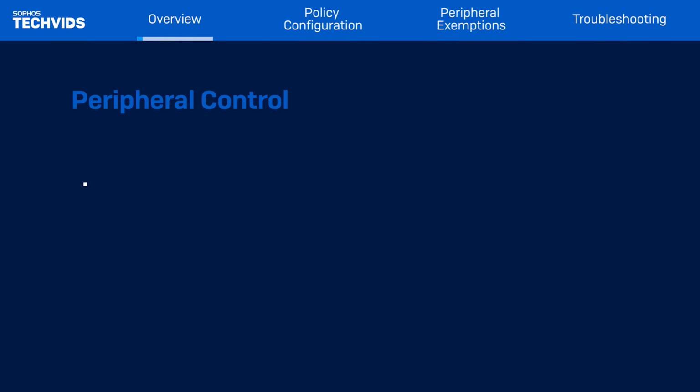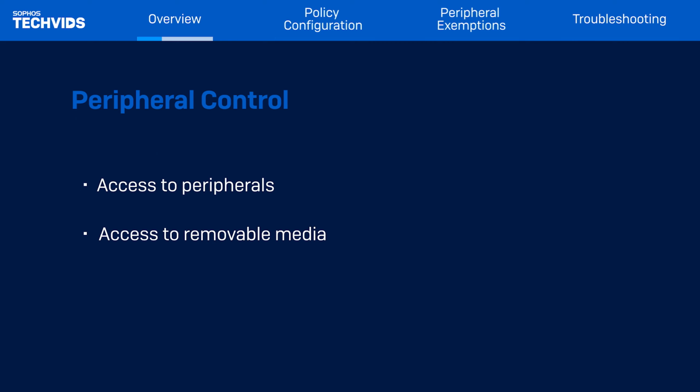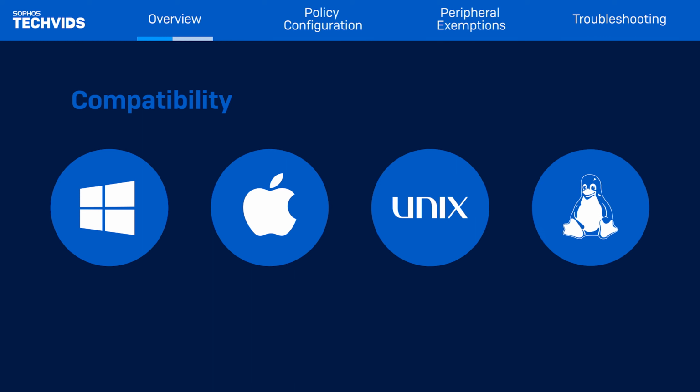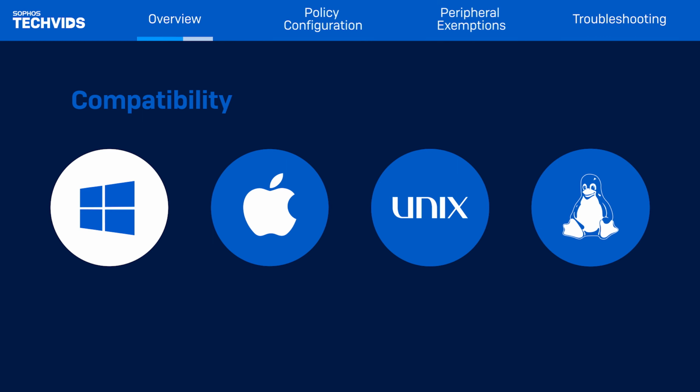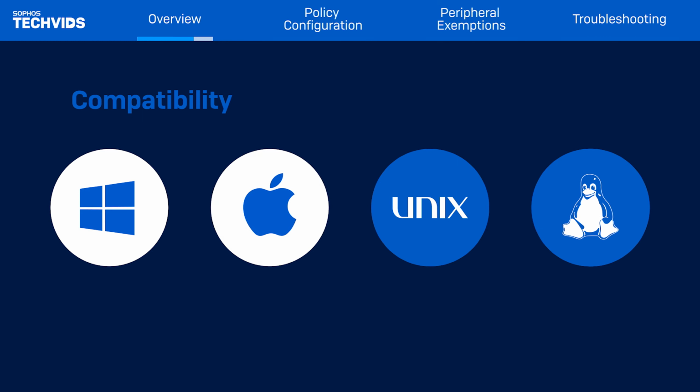Peripheral control lets you control access to peripherals and removable media. Please note, this policy will only apply to Windows and Mac devices. It is not supported on Unix or Linux endpoints.